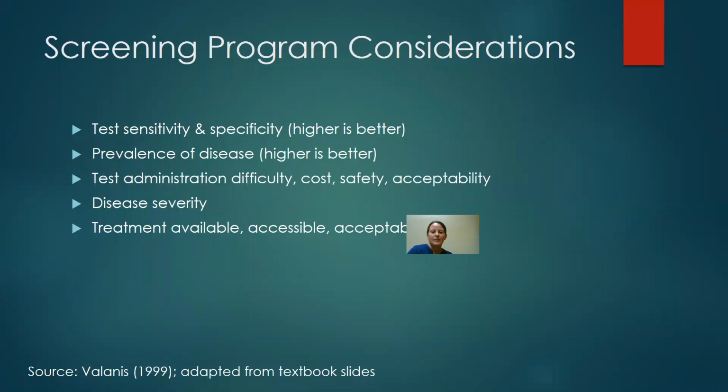So these are some considerations, some things to think about before implementing a screening program. So first, we want to know that the test is good, that it is a good indicator of the presence of disease. So we want high sensitivity and specificity values. But we also want to think about the prevalence of disease in our population. So again, we want that to be high enough so that we get a high positive predictive value when we administer the screening test.